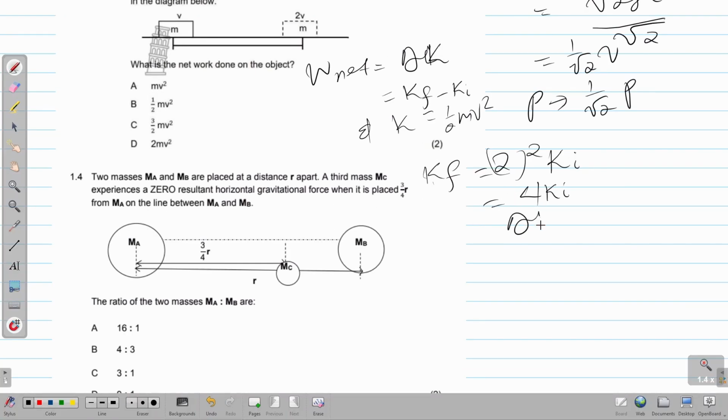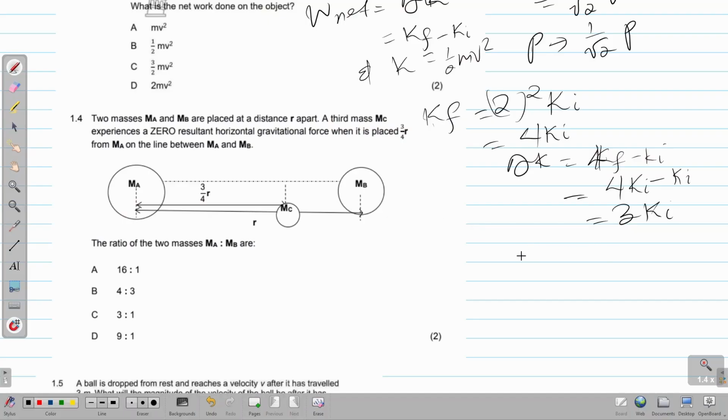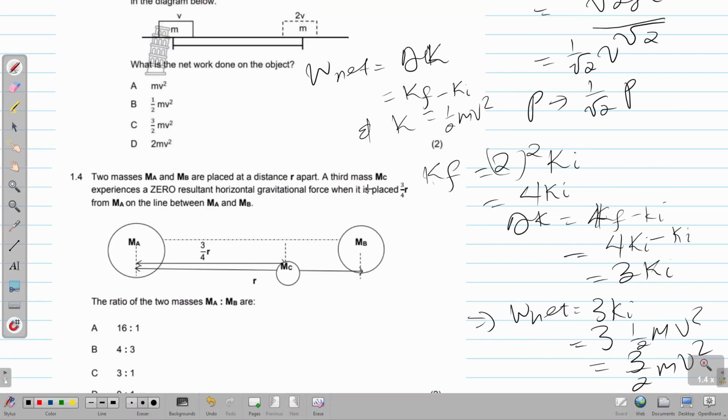So then the change in kinetic energy is going to be final minus initial kinetic energy, which is 4 times k initial minus k initial, which is 3k initial. And so the work net is equal to 3k initial, which is 3 times half m v squared, which is 3 over 2 mass times the square of velocity. So the correct option there is C.